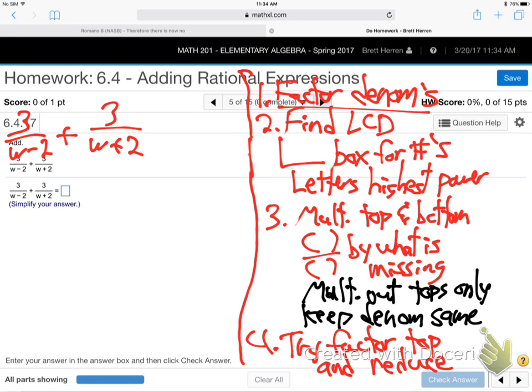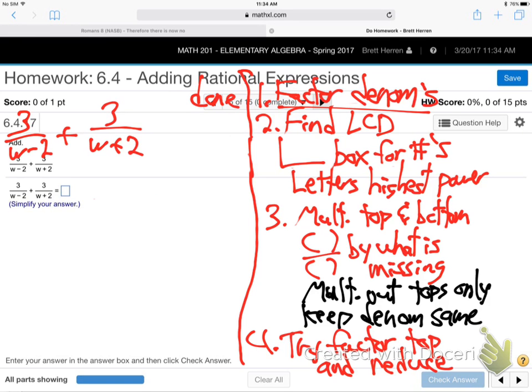Okay. So coming to this first one. Step one, factor denominators. Well, most of the time that's not required. There's nothing to factor down there. If this was something like w squared minus 9 or something, then I would factor the denominator, but it's often not required. So step one, done. So I'll just say done.